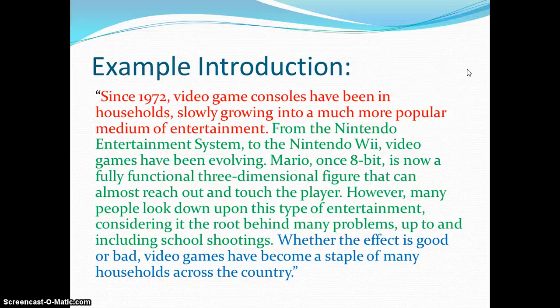And then it continues. "From the Nintendo Entertainment System to the Nintendo Wii, video games have been evolving. Mario, once 8-bit, is now a fully functional three-dimensional figure that can almost reach out and touch the player." See, that's being creative. It's talking about one specific character. Who doesn't know Mario, right? So that's what they're trying to do. They're trying to engage their reader somehow.